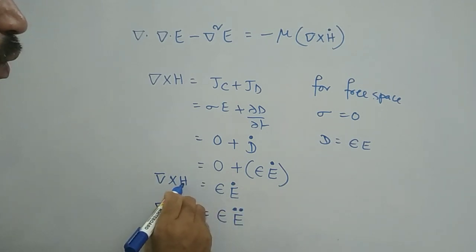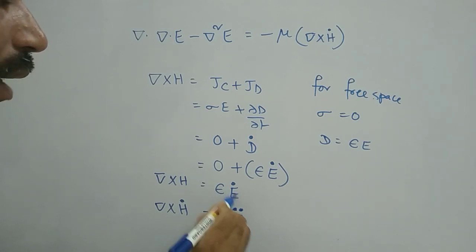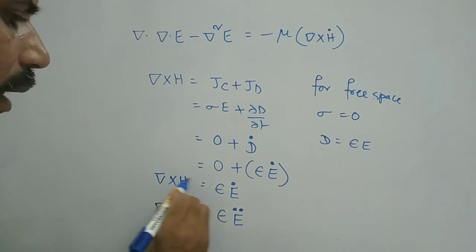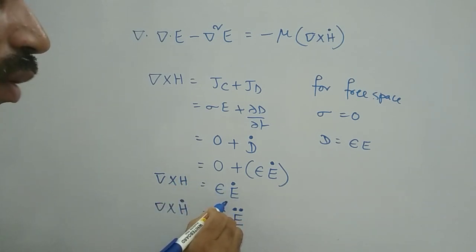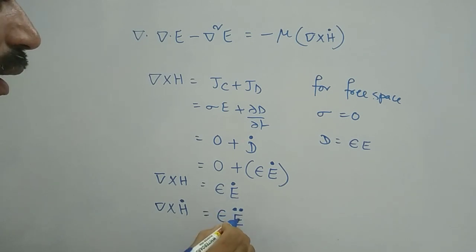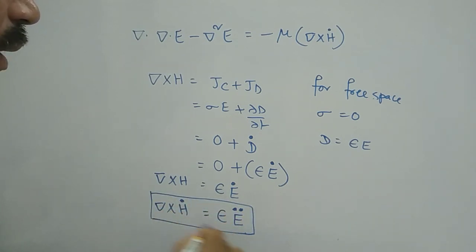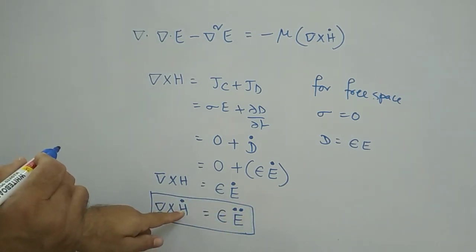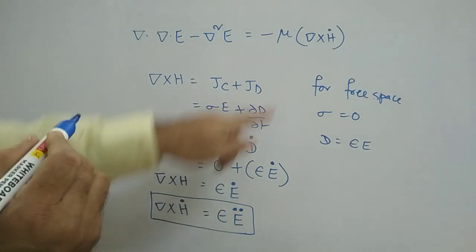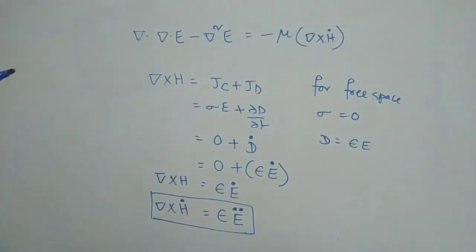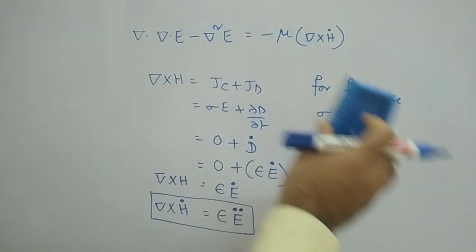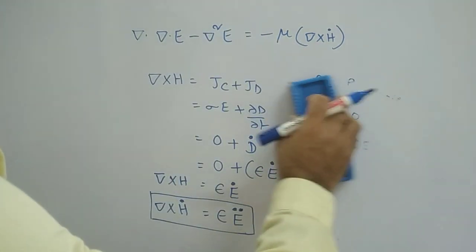Because H is equal to the first derivative of the electric field. Now if you take the derivative again, this becomes ∂²/∂t². Therefore, the double derivative is epsilon E double dot. So you have to substitute this expression. I think you are getting this. Substitute this del cross H naught value, that is epsilon E double dot, here. Then if you substitute there, obviously you will get the result.